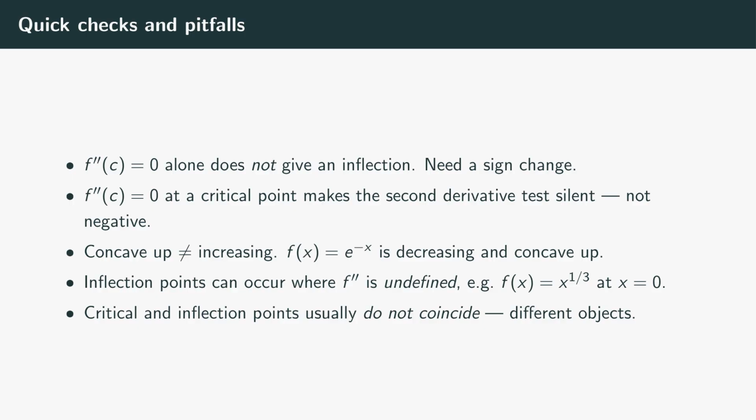Second, when the second derivative test returns 0, the function might still have an extremum, or it might not. Silence isn't a verdict. Use the first derivative test instead. Third, concave up does not mean increasing. E to the minus x is concave up everywhere. Its second derivative is e to the minus x, which is positive, but the function is also decreasing everywhere. Direction and bending are separate.